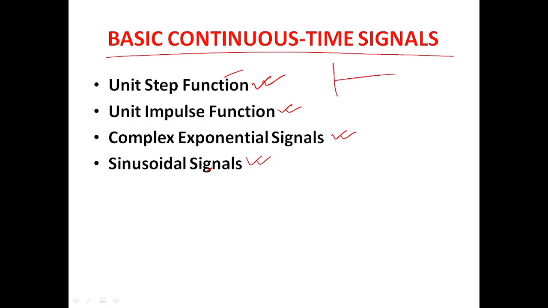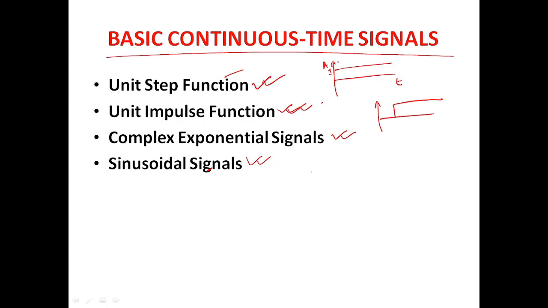So if you have any signal like this, time and amplitude, and this step function usually has an amplitude of 1 and starts from t equals 0 and continues till infinity, then this kind of signal is regarded as the unit step function. We can also have a delayed unit step function. In the next case we have the unit impulse function.